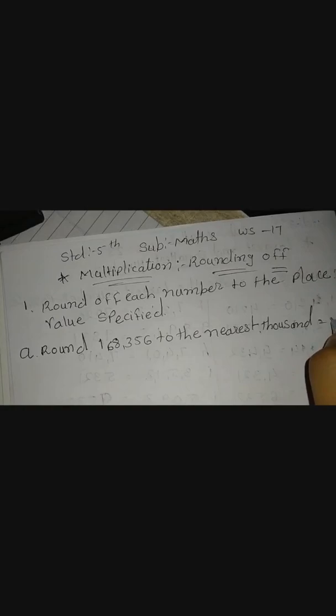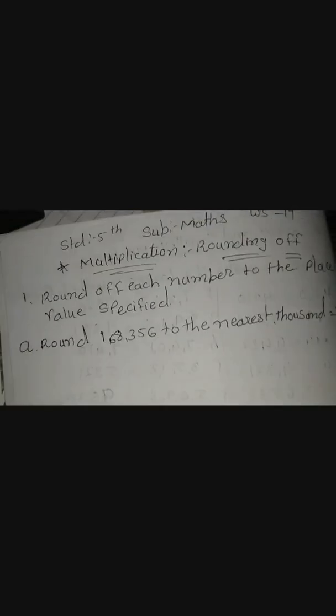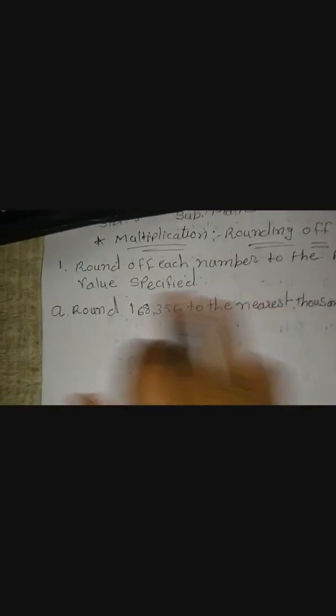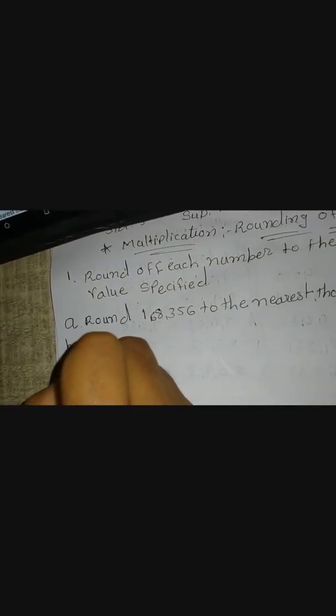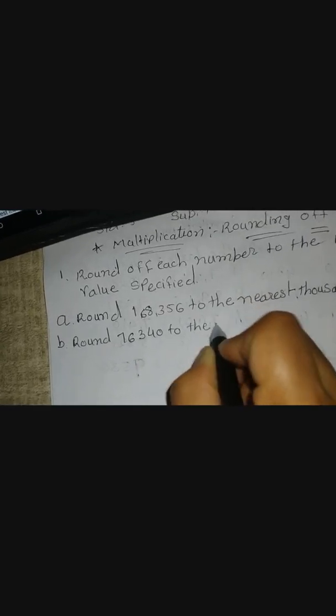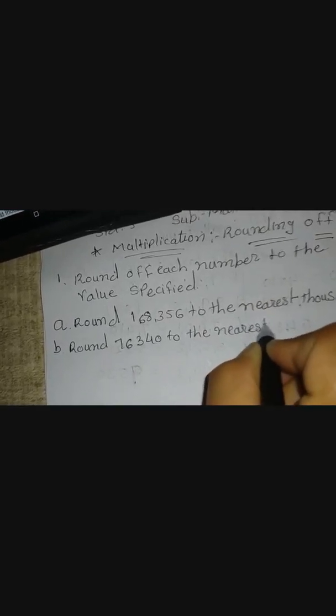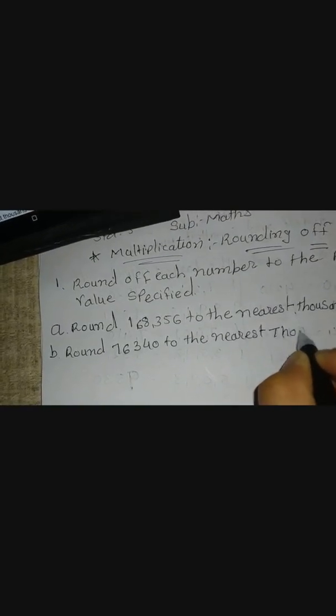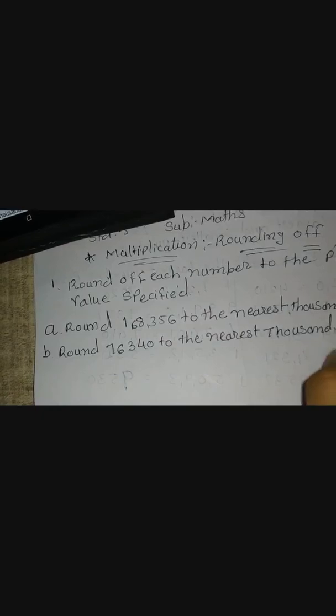So answer is 1,17,000. Now B1 question. Round 76,340 to the nearest thousand. So answer is 76,000.